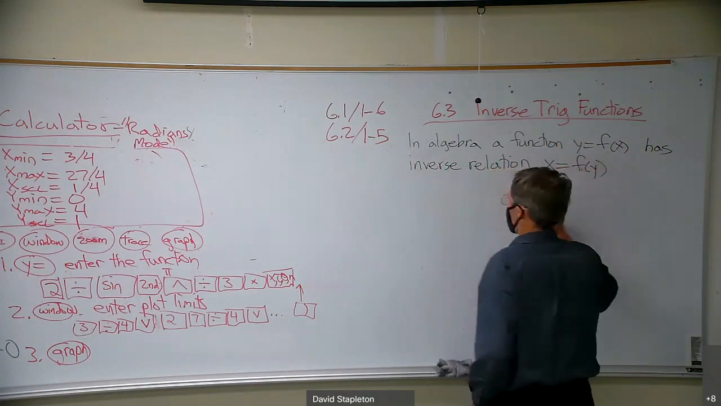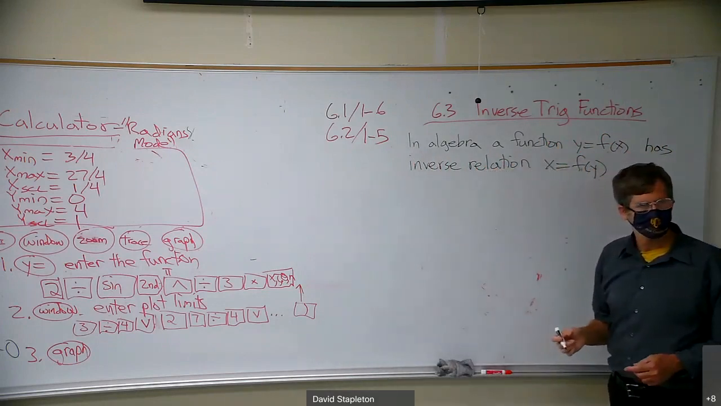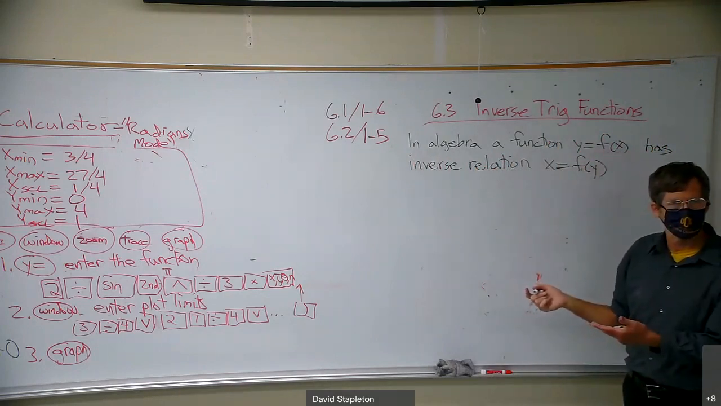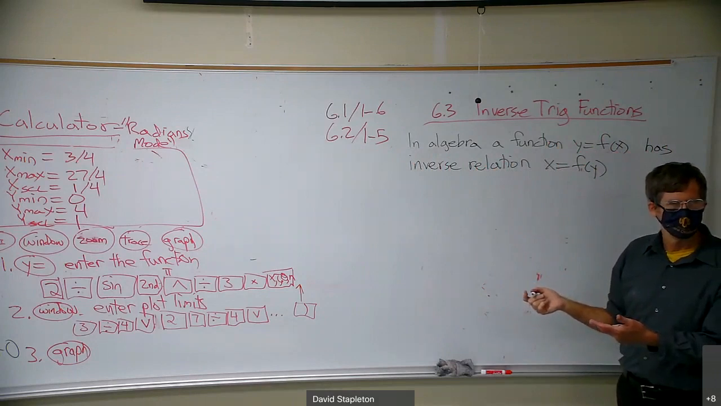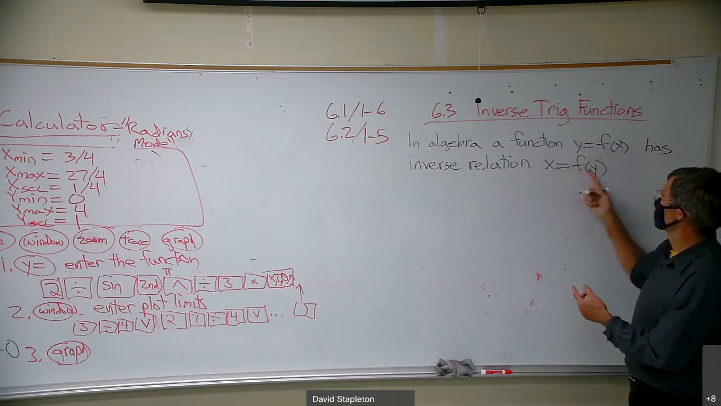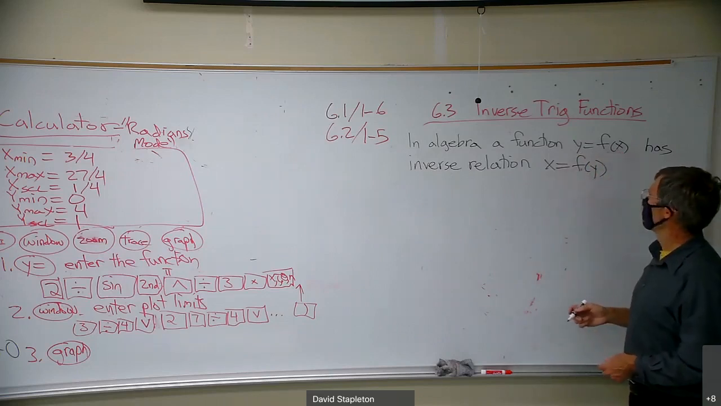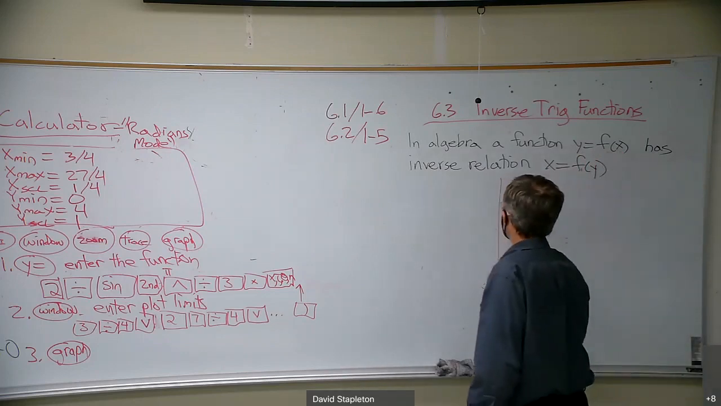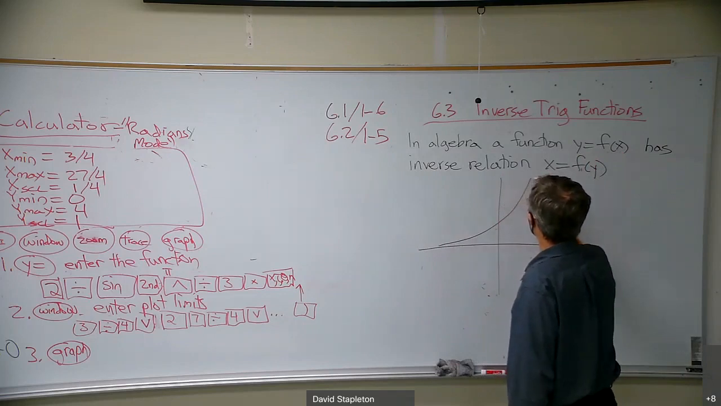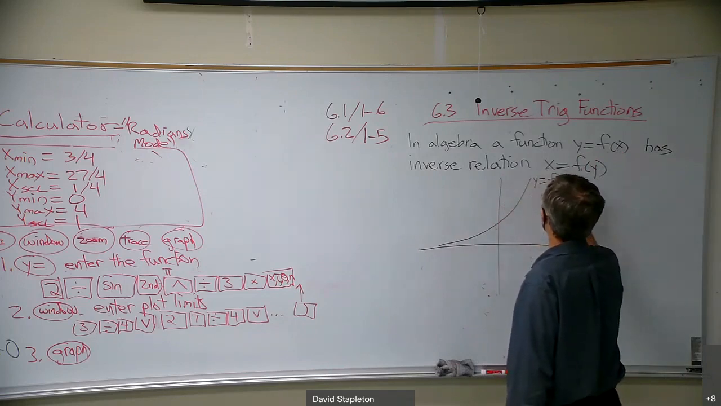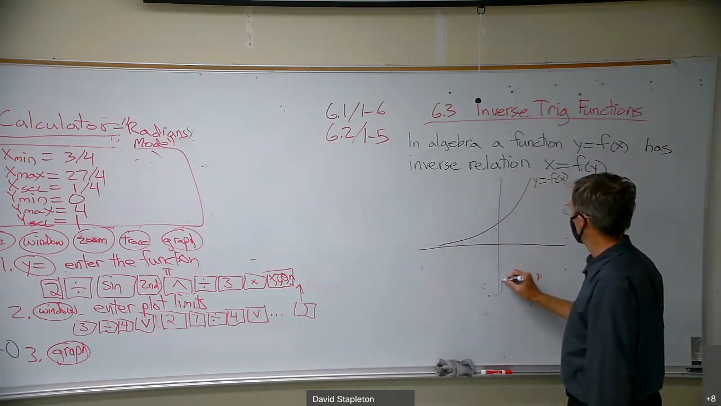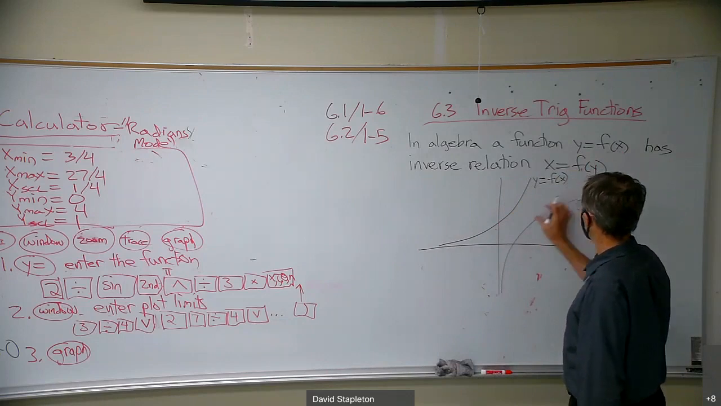Remember finding inverse functions in algebra? How did you find an inverse function? For y equals f of x, you wrote x equals f of y and you solved for y. Does that sound familiar? Oh, who remembers that? To find the inverse of y equals f of x, you put x equals f of y and solve for y. And here's why. If this is y equals f of x, maybe. And you call this x equals f of y. Carefully here.